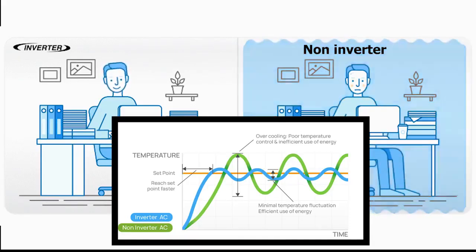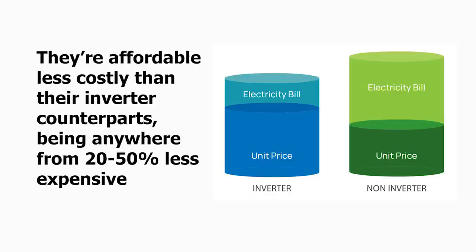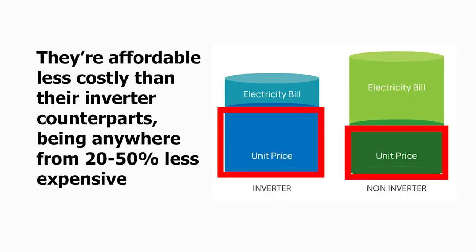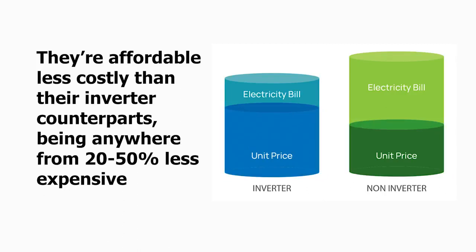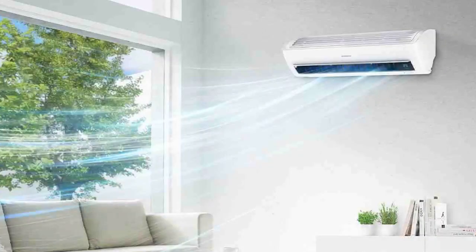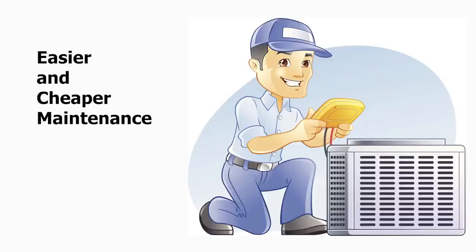Let's look at some advantages of non-inverter ACs. Non-inverter ACs can be considerably less costly than their inverter counterparts, being anywhere from 20 to 50% less expensive because they have fewer features. If you don't plan to stay for an extended period in a location, like if you're renting an apartment for only a year, or if you're seeking a relatively lower entry cost, a non-inverter AC is certainly more accessible. They are also easy to maintain.